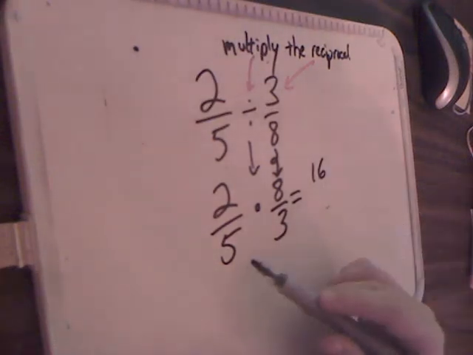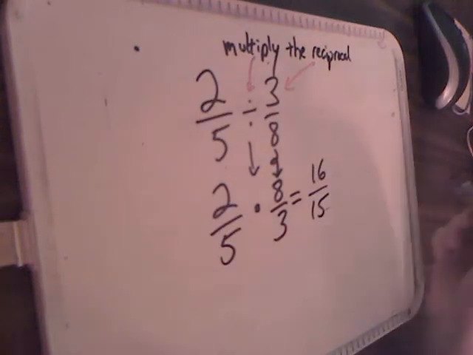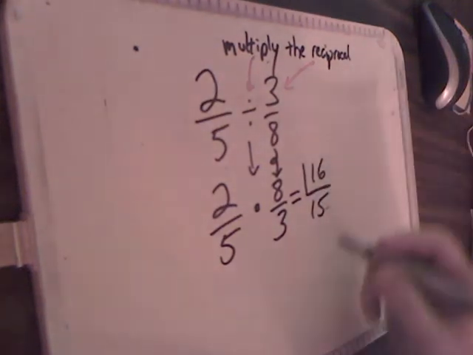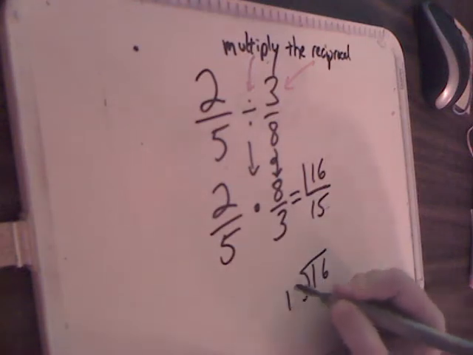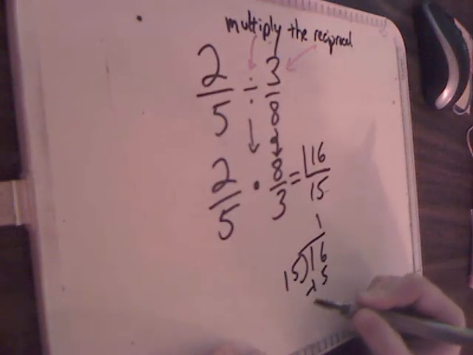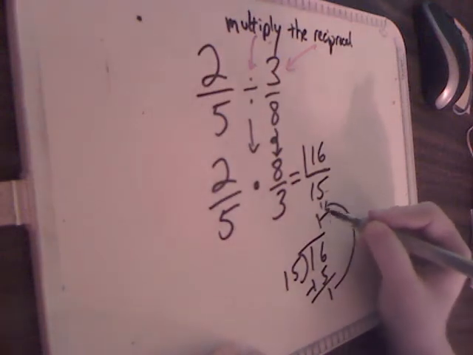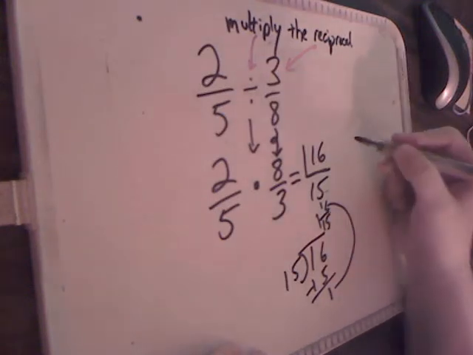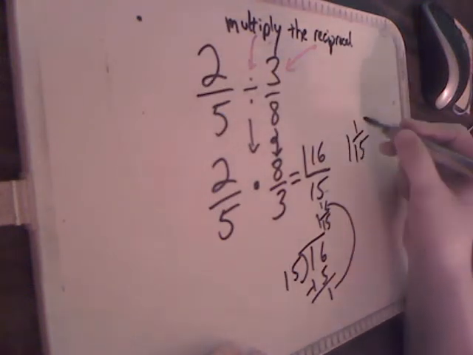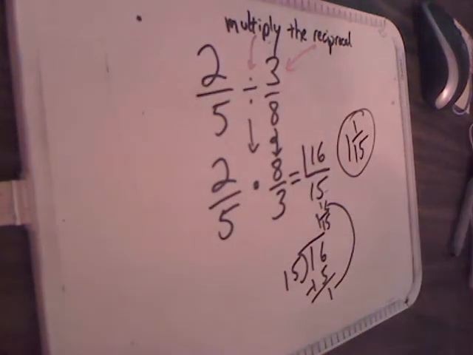Which means you have 2 times 8, which is 16, and then you have 5 times 3, which is 15. And then when we divide, we'll see that 15 goes into 16 one whole time. You're left with 1, so we're going to put that 1 all the way at the top. 1 and 1/15 is your answer. Let's take a look at one more for our second example.